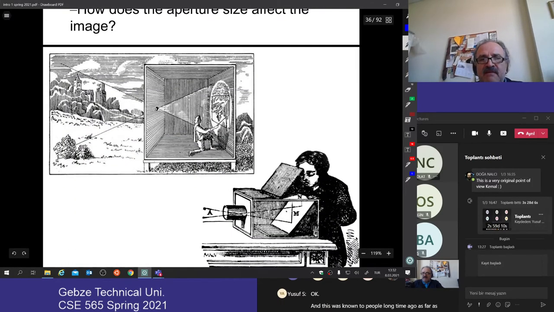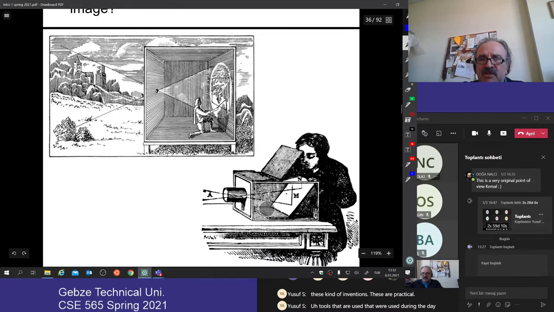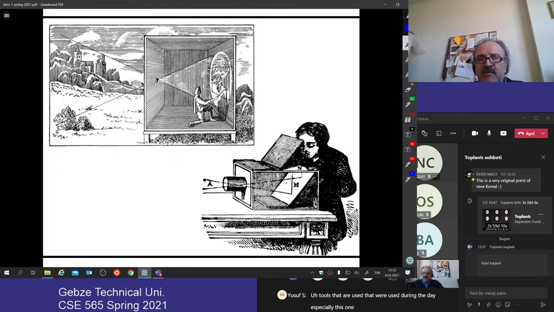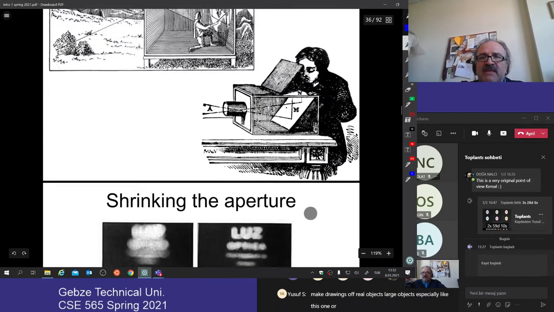I told you that we have these kinds of inventions. These are practical tools that were used during the day, especially this one. People were using this pinhole camera to make drawings of real objects, large objects especially, like this one.